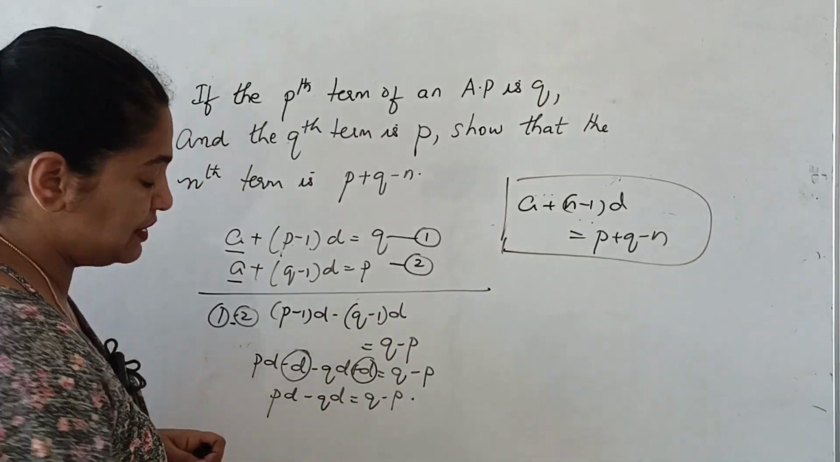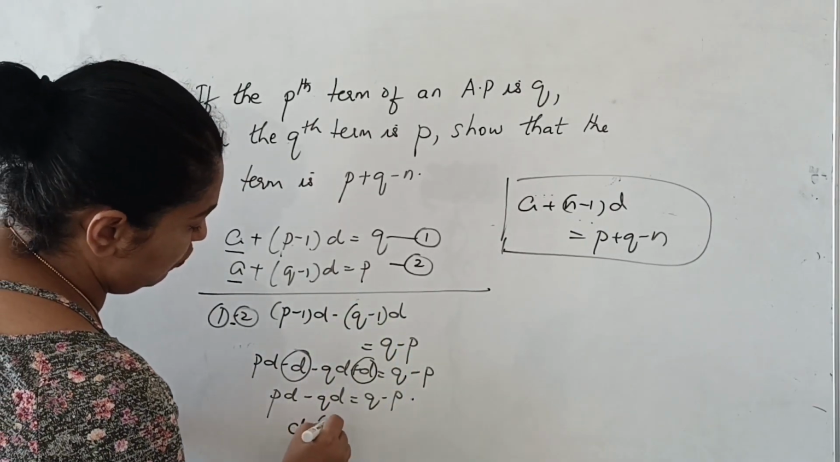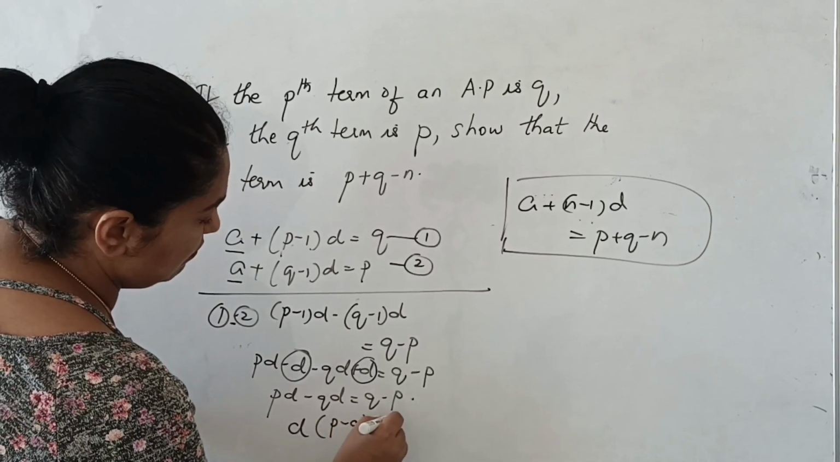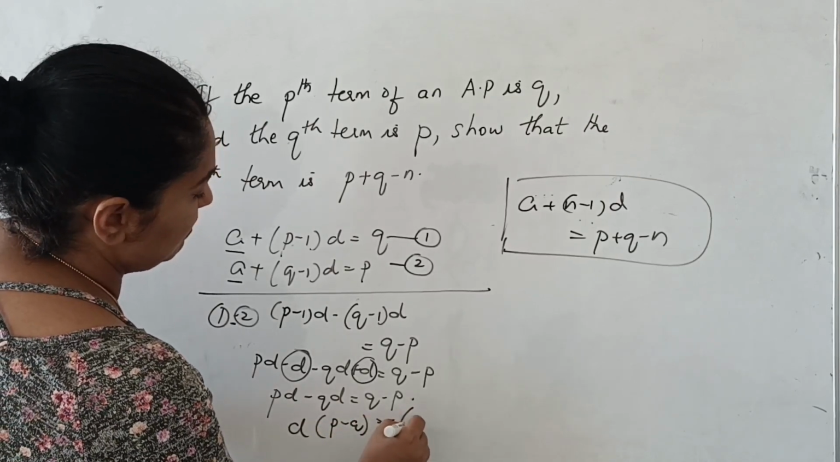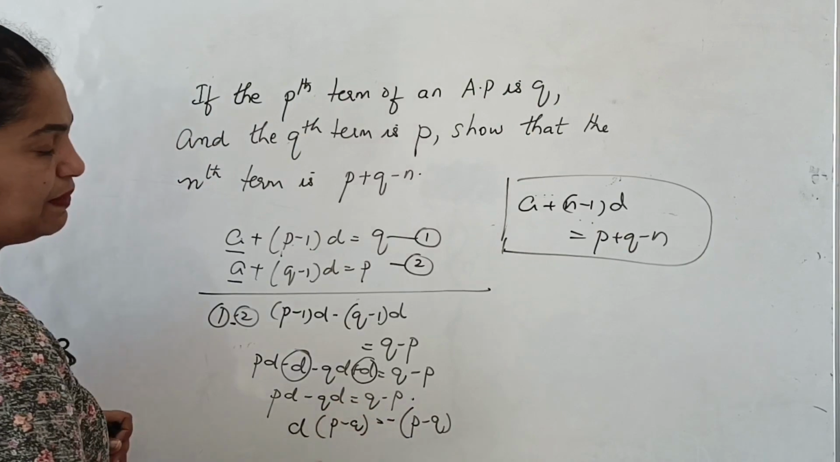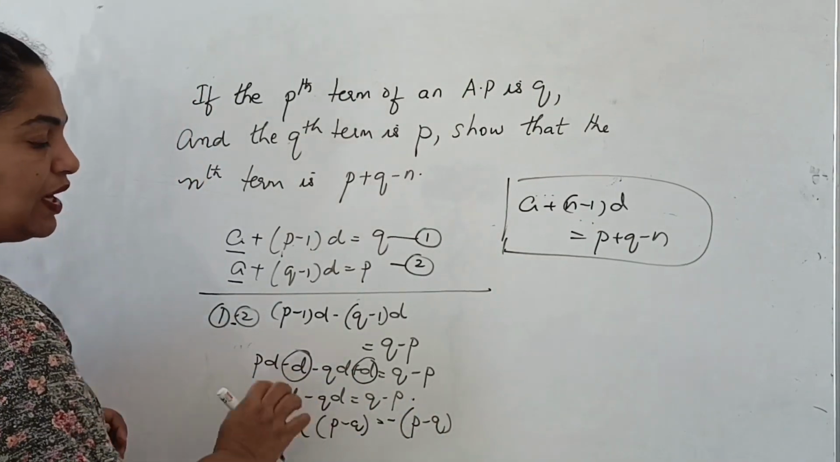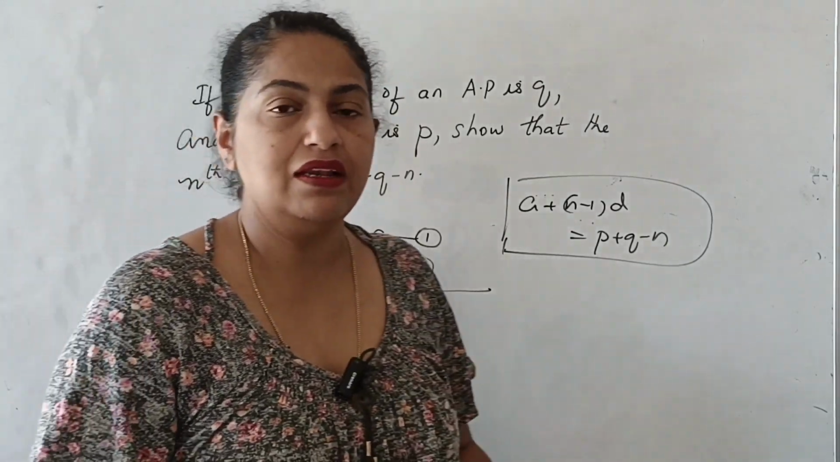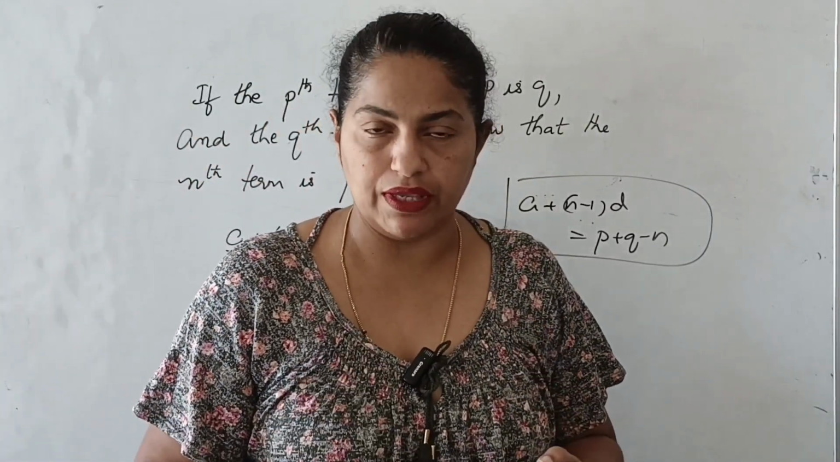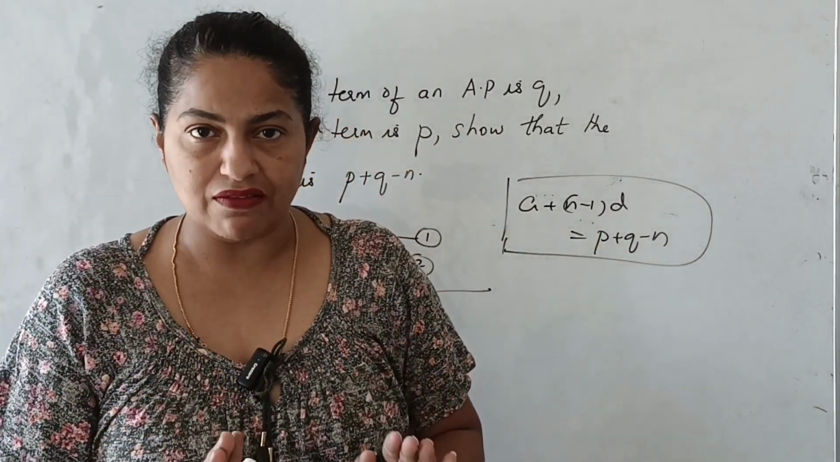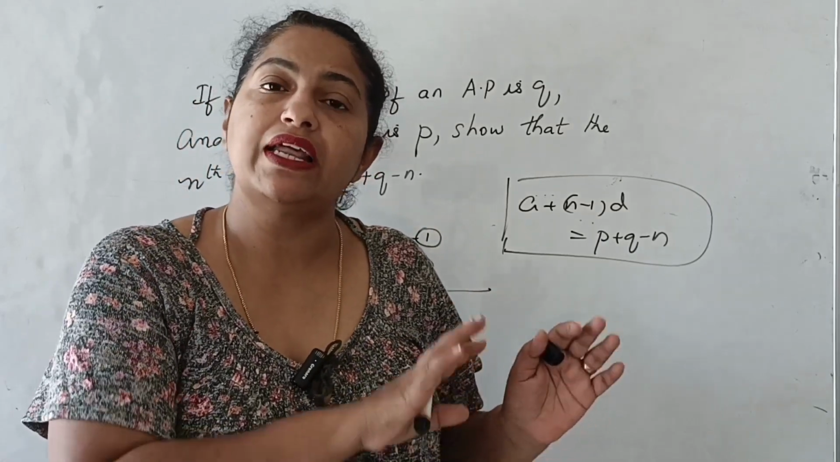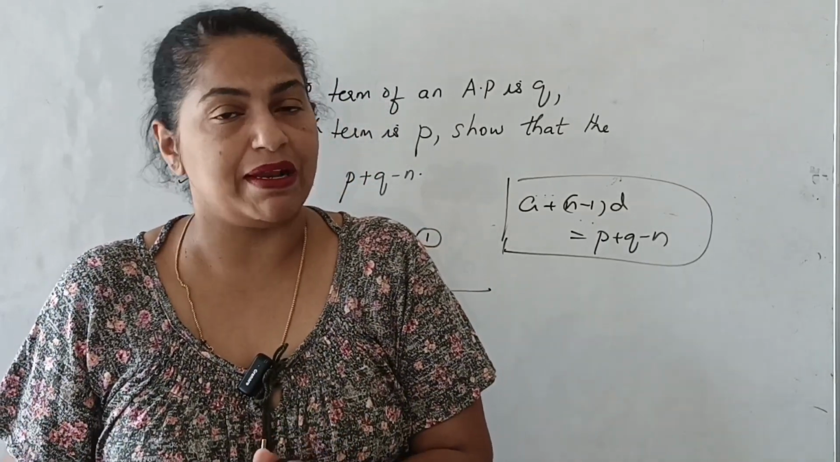Now D is a common factor. I am going to take it out. D into P minus Q is equal to minus of P minus Q. This is Q minus P. I took a minus 1 outside, so I get a P minus Q. Now as I told you, do not cancel because that is not the right way of doing math. P minus Q is common. Let us take it outside and group the other terms inside a bracket.